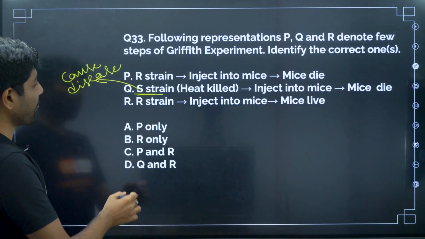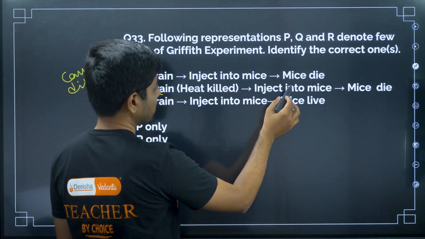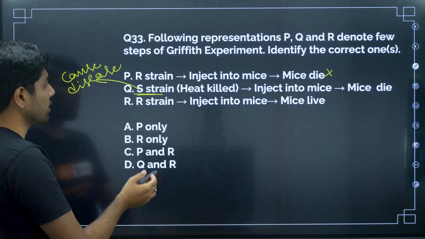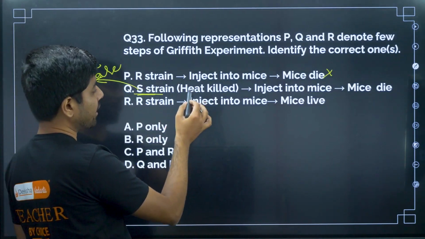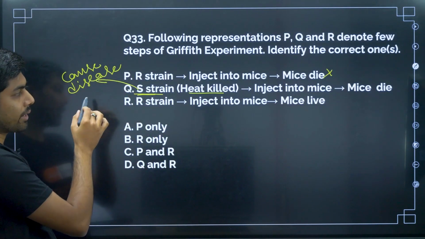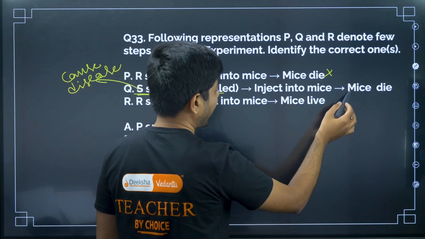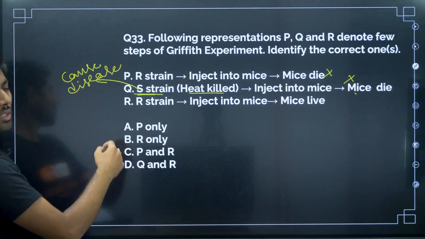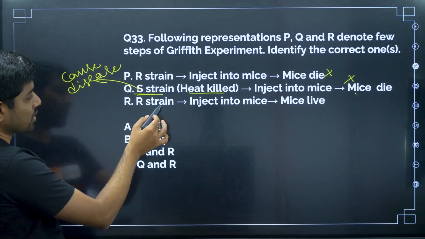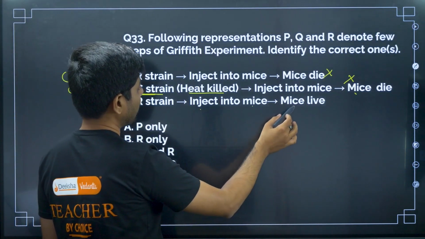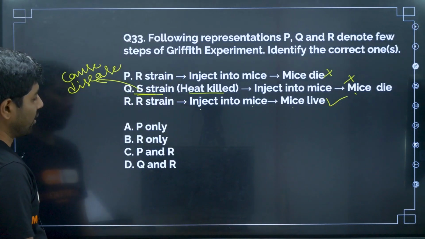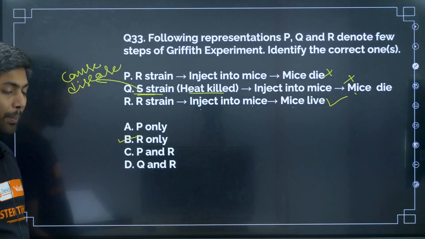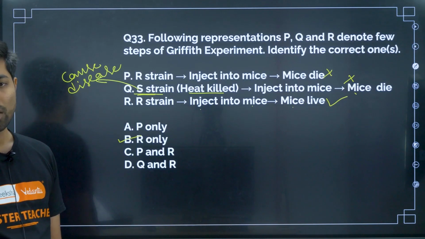This is the basics. Now, R strain is injected into the mice, the mice will die. Wrong, because R strain is non-virulent, it will not cause the disease. S strain heat killed. Now you have killed the virulence. Heat killed is injected into the mice and mice die. This is also wrong, because once it is heat killed, the effect of disease is gone. Now R strain injected into mice, mice alive. This is correct. Now which of the following is correct? Only R is correct. Option B is the right answer.